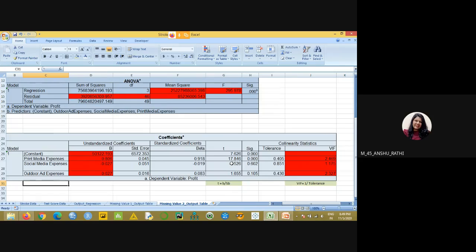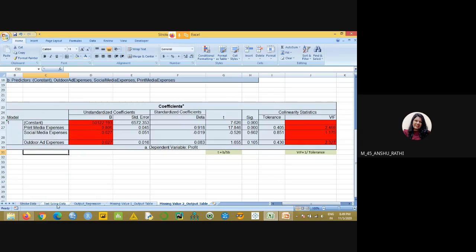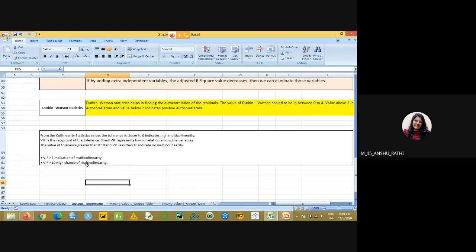When you scroll down, there was one thing written: if VIF is greater than 10, it indicates no multicollinearity. No, it's high. Oh, it's less than 10. My fault. So a value greater than 5 has the indication of multicollinearity, and greater than 10 means a high chance of multicollinearity.